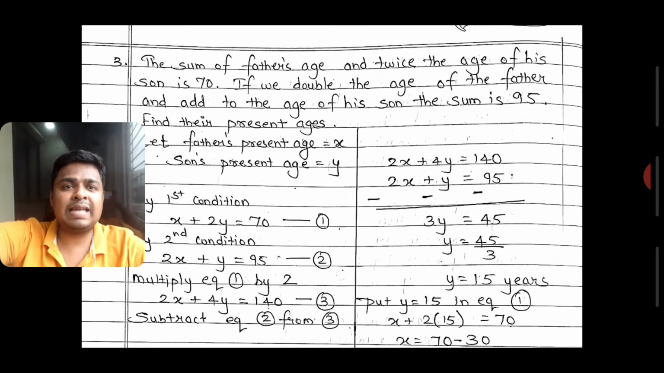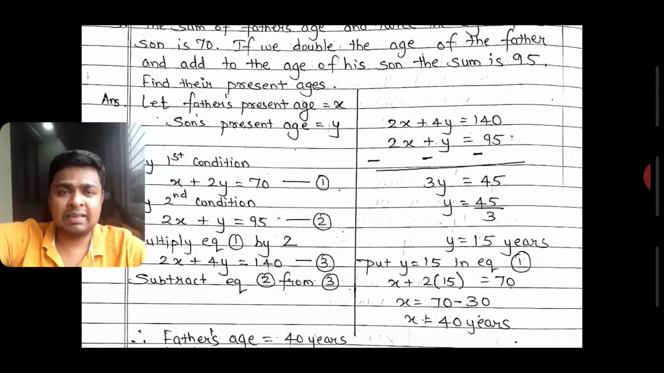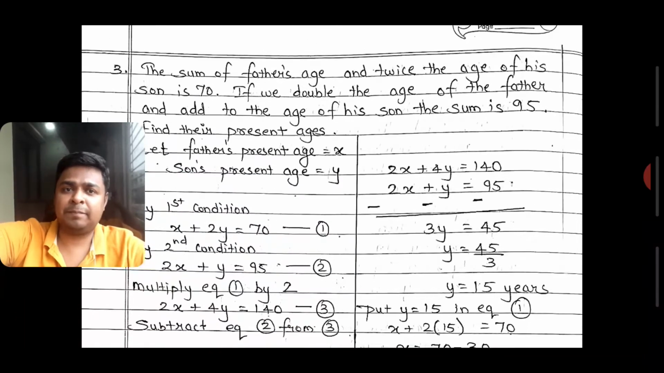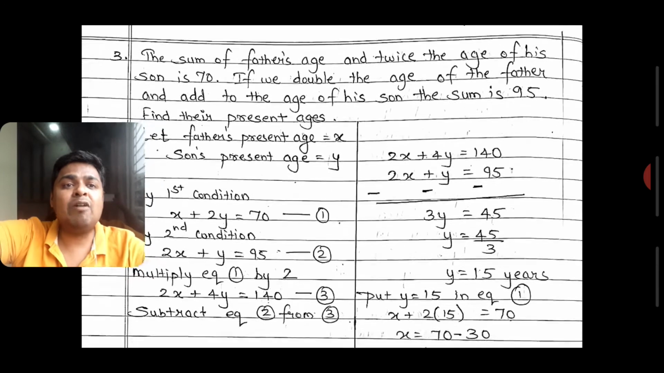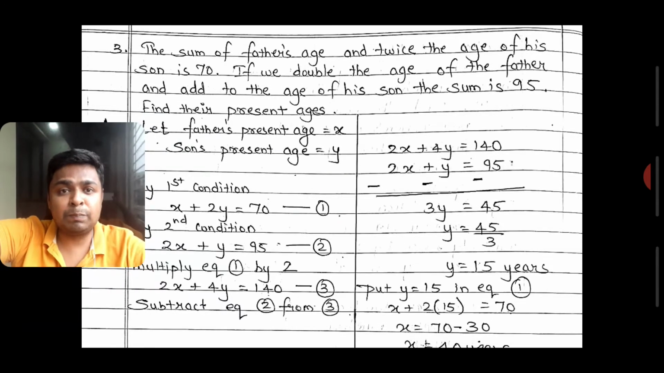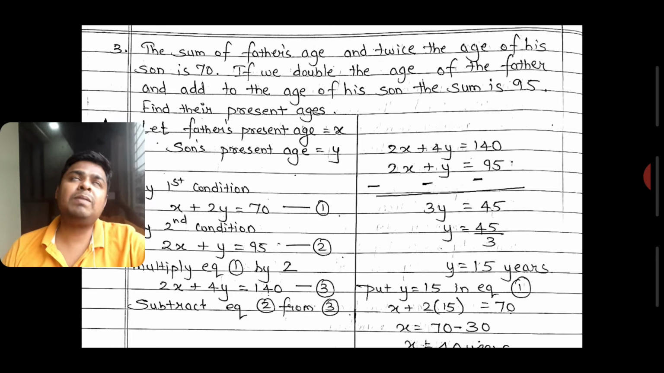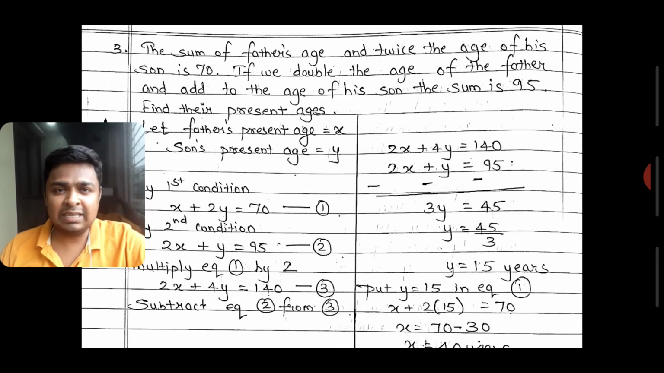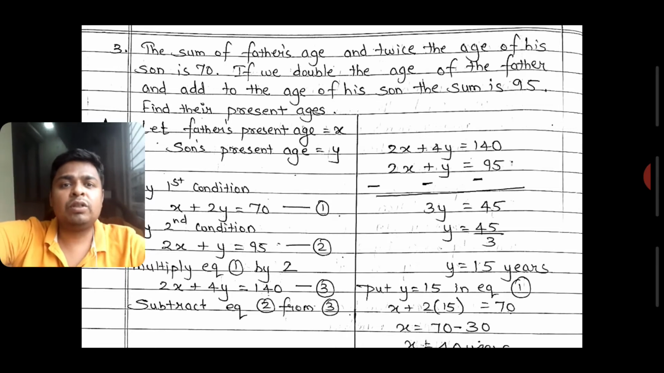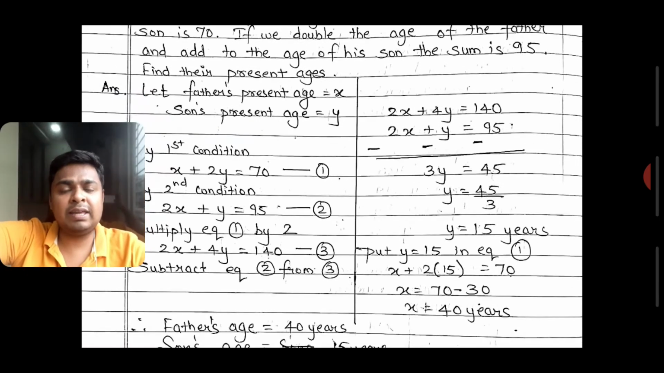So we'll suppose that father's present age is x and son's present age is y. So the first condition says that the sum of father's age, that means x, plus twice the son's age, that is 2y. x plus 2y is equal to 70. See, word problem, you need to make the equation properly. Once you make the equation, solving is very easy. So the first equation is x plus 2y is equal to 70.